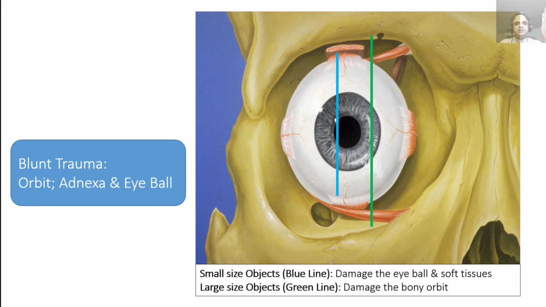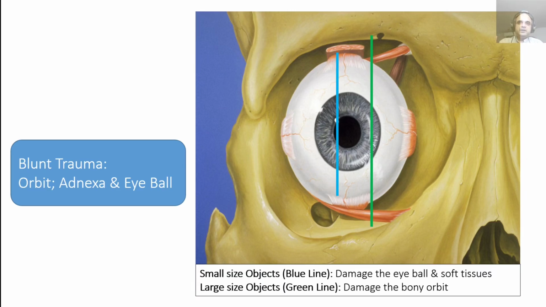So if you have a large object, it tends to damage or transfer its force to the orbit. Smaller objects transfer their force to the eyeball and would cause varying amounts of damage. But it is possible for a larger object to hit in a way so as to cause damage to both the eyeball as well as the bony orbit. For example, if I'm punching myself like this, it's generally the orbit, but like this or this would affect the eyeball as well as the orbit.